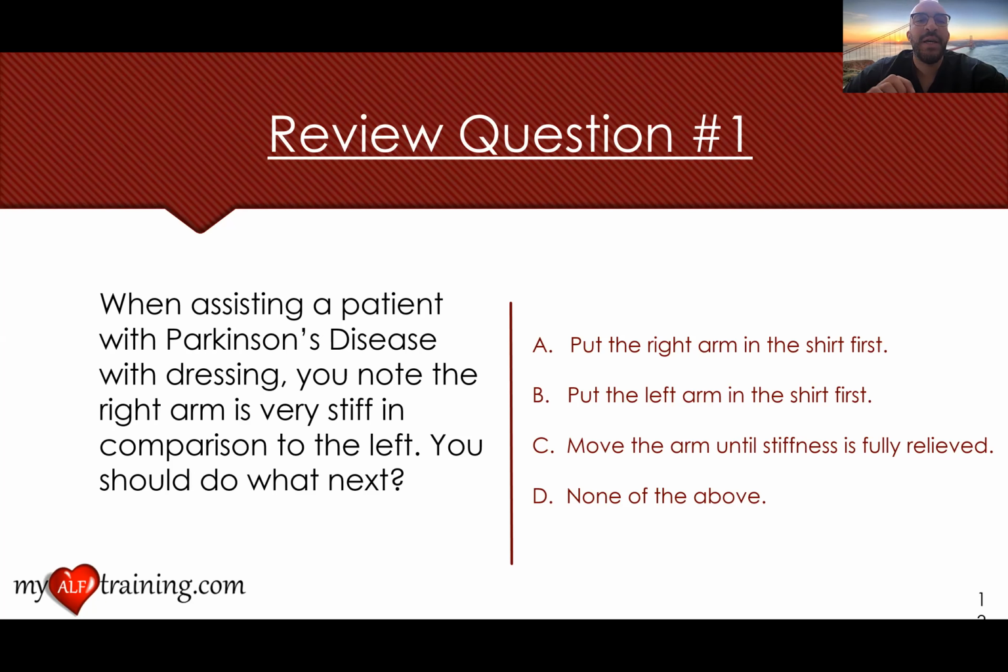But first, let us review. So the first review question I have for you: when assisting a patient with Parkinson's disease with dressing, you note that the right arm is very stiff in comparison to the left. You should do what next? A, put the right arm in the shirt first. B, put the left arm in the shirt first. Or C, move the arm until stiffness is fully relieved. Or D, none of the above is the correct answer.